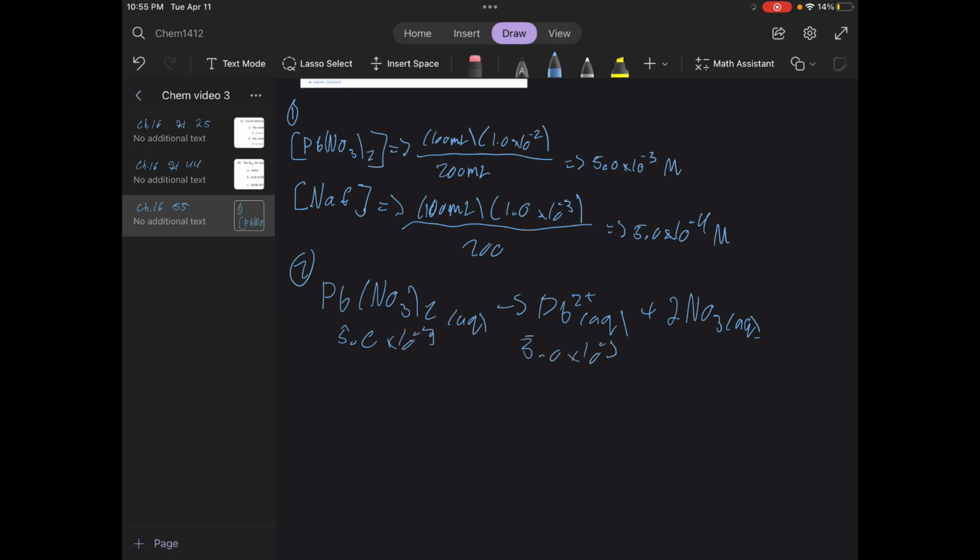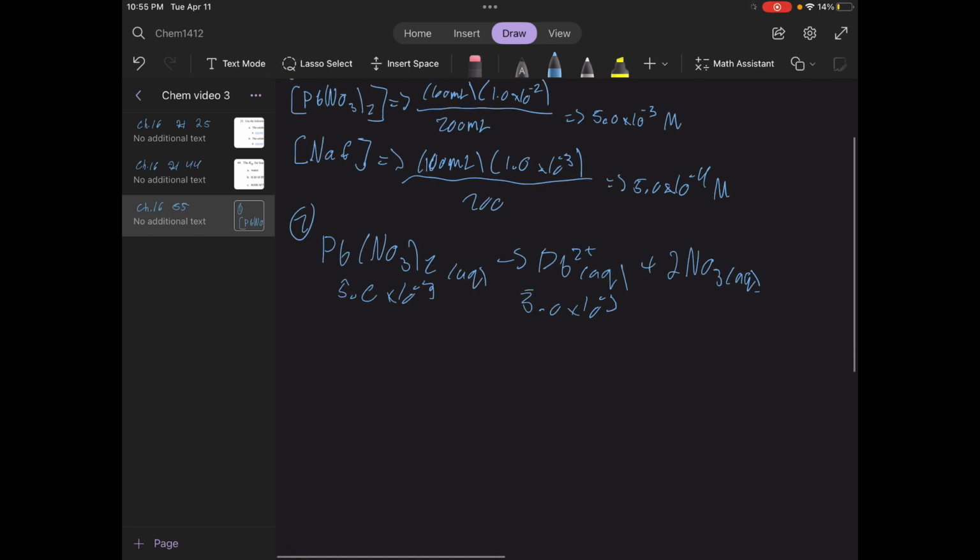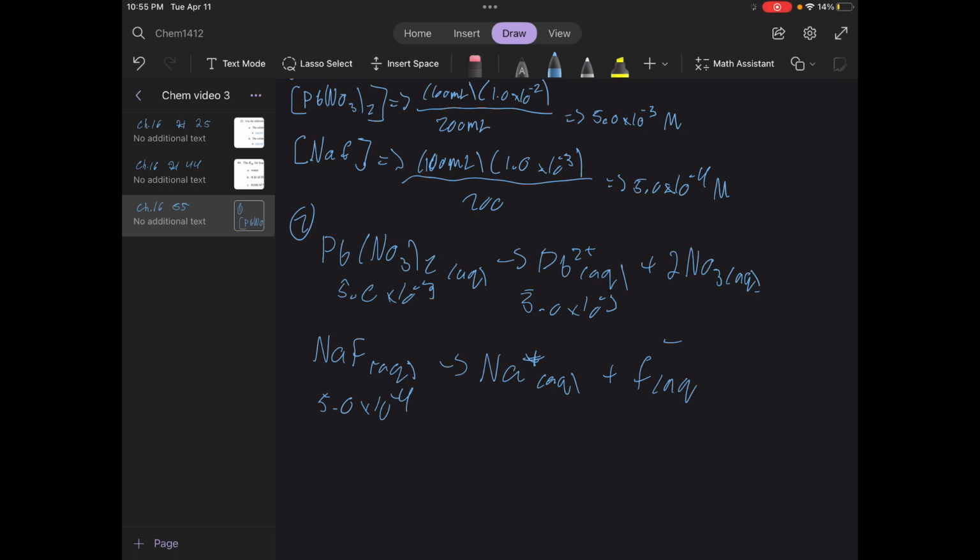We're also going to do the same for NaF, so NaF goes to Na+ aqueous plus F minus aqueous. Also a 1-to-1 ratio, so we know it's going to be 5.0 times 10 to the negative 4 and 5.0 times 10 to the negative 4.